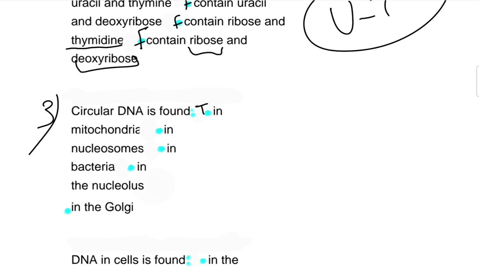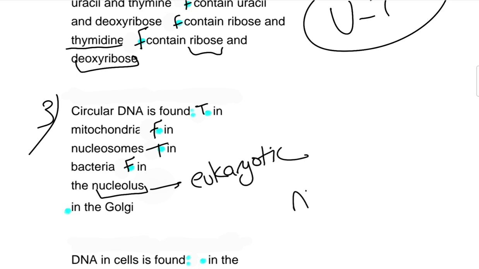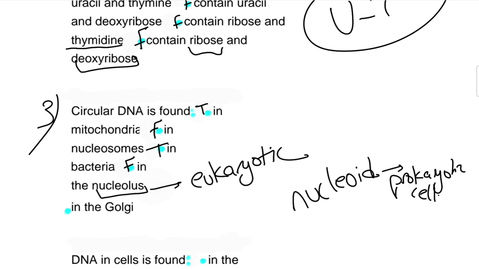The circular DNA exists in the nucleosomes? No. Bacteria, obviously. Nucleolus? No. As long as we have a nucleus or a nucleolus, this means we're speaking about a eukaryotic cell. As long as we're speaking about the nucleoid, it means we're speaking about a prokaryotic cell. So nucleosome and the nucleolus are wrong, because both of them exist only in the eukaryotic cell. However, circular DNA exists only in the prokaryotic cell. Does circular DNA exist in the Golgi? Obviously no.